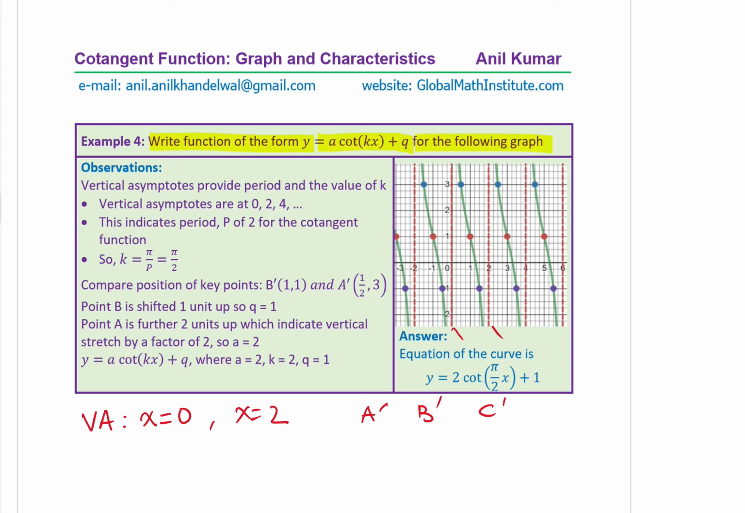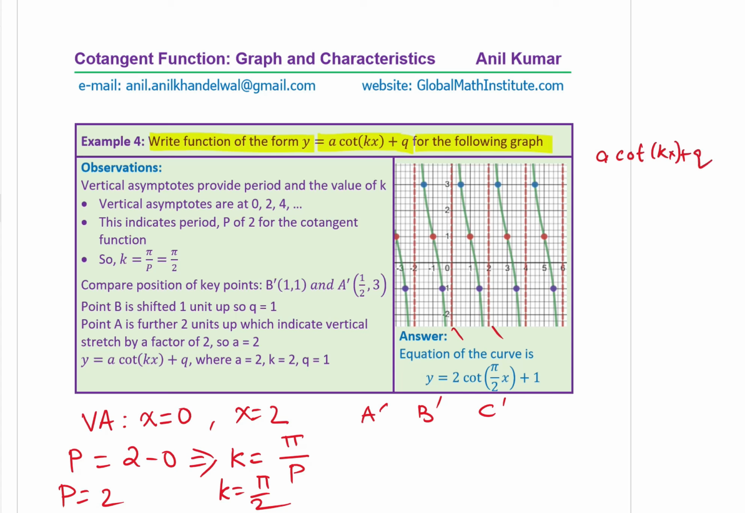Now the difference between these two gives you the period. So 2 minus 0 is the period, and that gives you the value of k, which is equal to pi by p, right? So in this case, we know it has to be pi by p. Period is equal to 2, and therefore the value of k is pi divided by 2. So we get the value of k in the function, which is a cot of kx plus q, correct? So that is one way we got the value of k already.